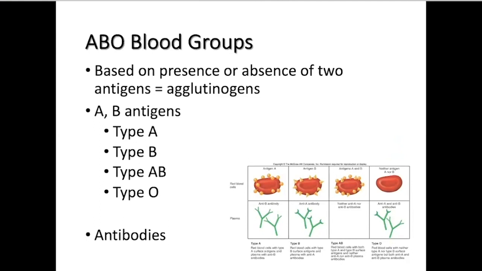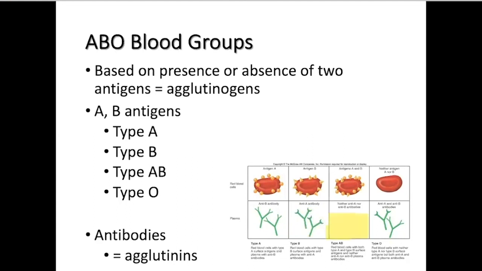Let's look at the antibodies. You will have antibodies in your plasma for the antigens you do not have. In other words, for foreign antigens. These antibodies appear in your plasma shortly after birth. They are called agglutinins. If you are type A, you will have anti-B antibodies. If you are blood type B, you will have anti-A antibodies. Remember, you will have the antibodies for the antigens you do not have.